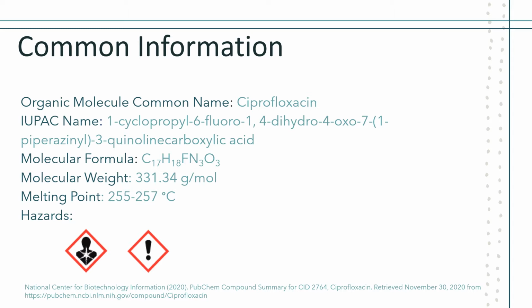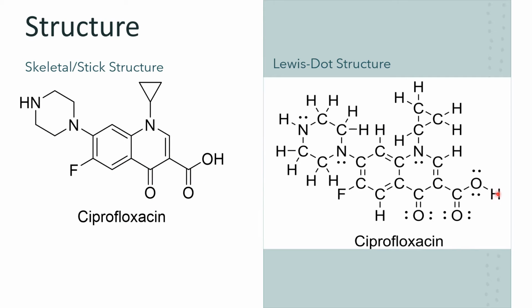It has a molecular formula of C17H18FN3O3 and a molecular weight of 331.34 grams per mole. It has a melting point range of 255 to 257 degrees Celsius, and it's a carcinogen and an irritant on its own. So on the right hand side here we have the Lewis dot structure, where all lone pairs and bonds are displayed, and here on the left hand side we have the more simplified skeletal stick structure.